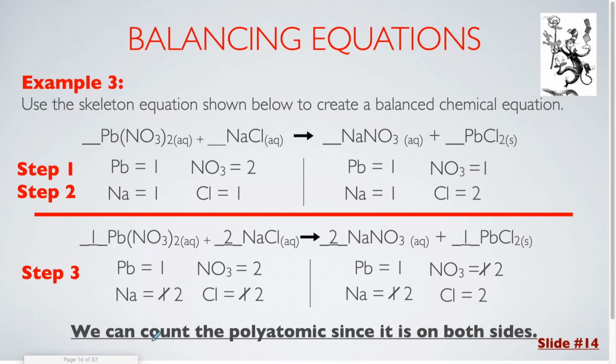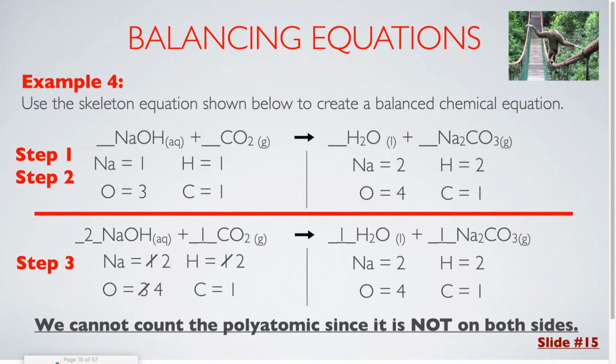Notice that in this example, I counted the nitrate as a single thing, NO3. That was because the nitrate was present on both sides of the arrow. If I had nitrate on one side of the arrow, but then it broke down into the individual elements on the other side, I would have to count the individual elements instead. In example 4, we're going to see an instance of that.